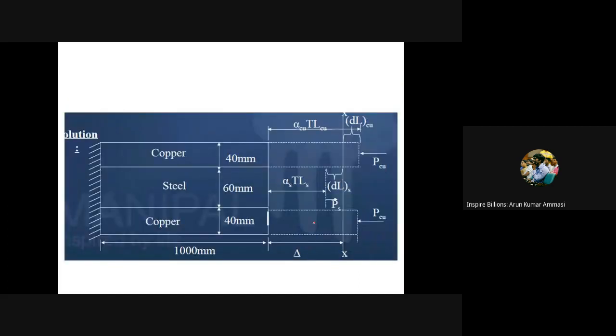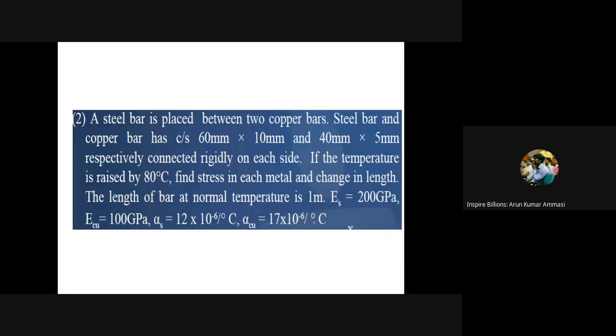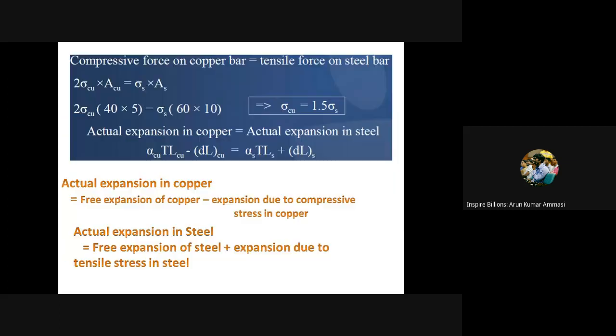So this is one such example, a sandwich type of assembly where steel is at the center with two copper plates at the top and the bottom, and there is a temperature increase. Here there is a condition: if the temperature is raised by 80 degrees Celsius, find the stress in each material and the change in length. Right? Here you could see the free expansion of the copper, because of the coefficient of thermal expansion, which will make the copper expand very quickly.